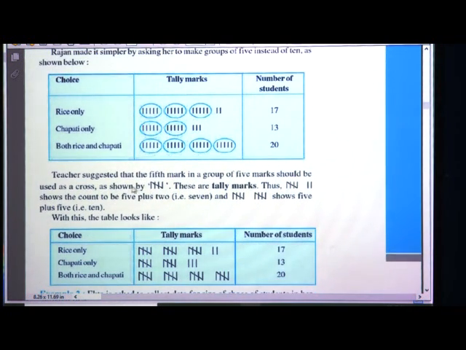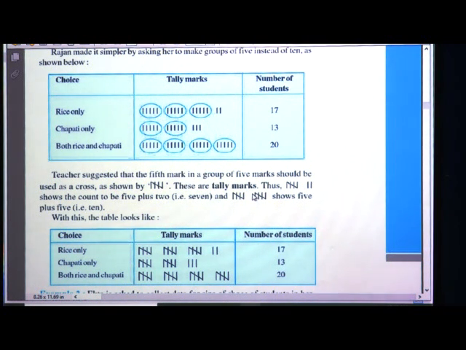So, the teacher suggested that the 5th mark in the group of 5 marks should be used as a cross. So, what did the teacher say? Instead of making these groups of 5, we can draw 4 lines, 1, 2, 3, 4, and the 5th one we will count, but while writing we will just cross it. So, these are tally marks.